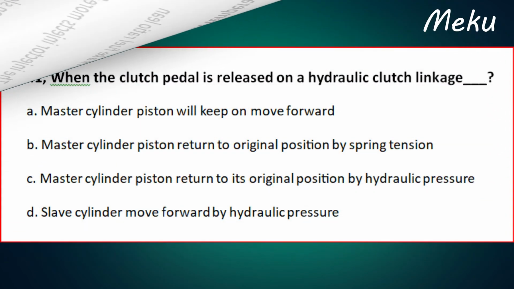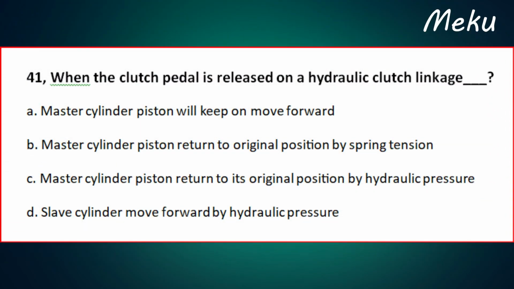41. When the clutch pedal is released on a hydraulic clutch linkage. A. Master cylinder piston will keep on moving forward. B. Master cylinder piston returns to original position by spring tension. C. Master cylinder piston returns to its original position by hydraulic pressure. D. Slave cylinder moves forward by hydraulic pressure.